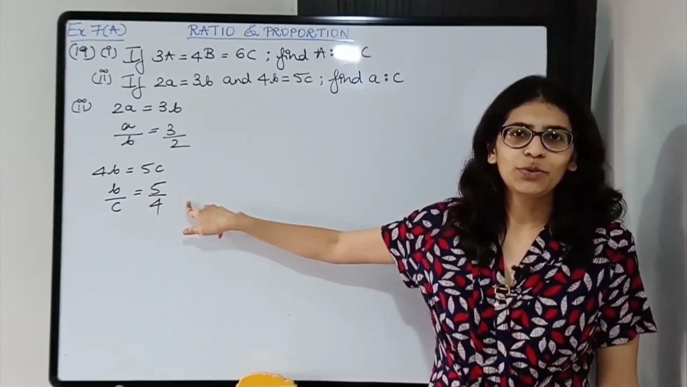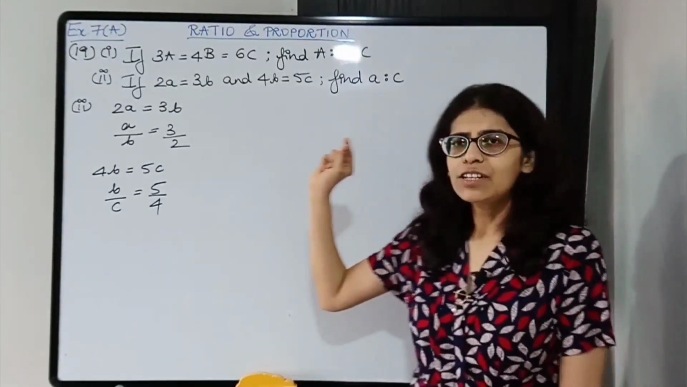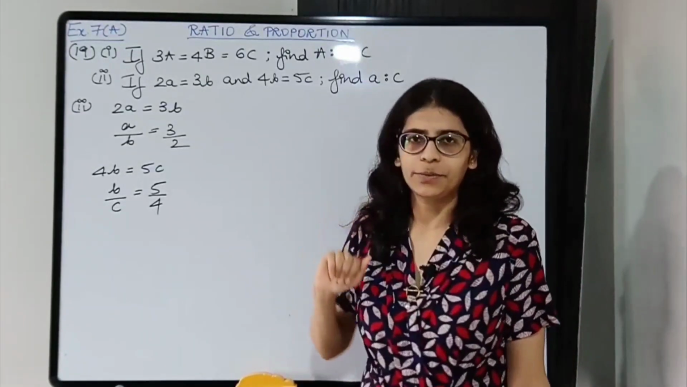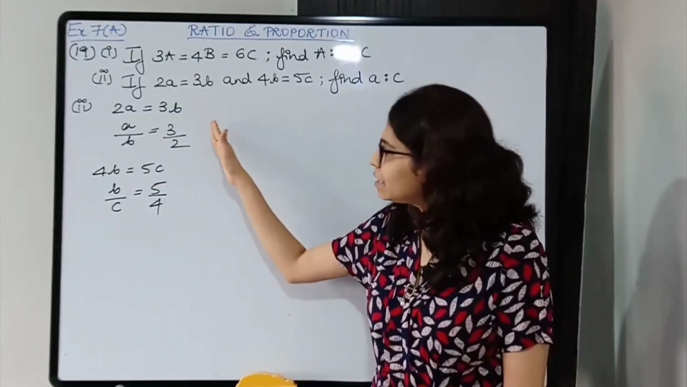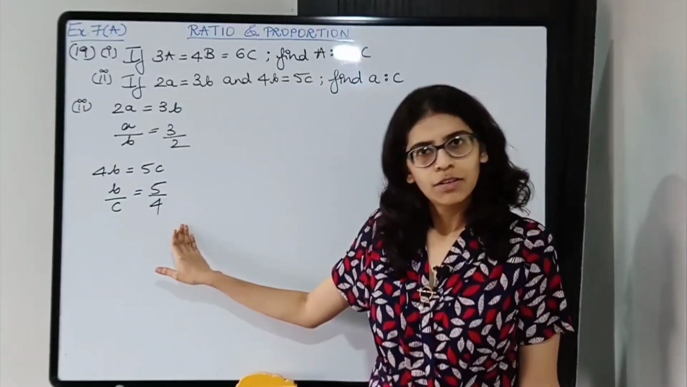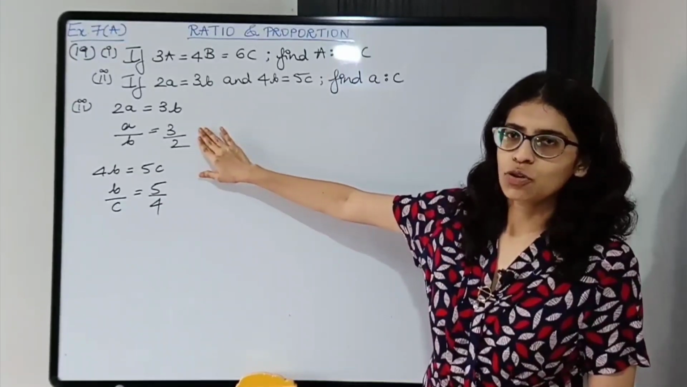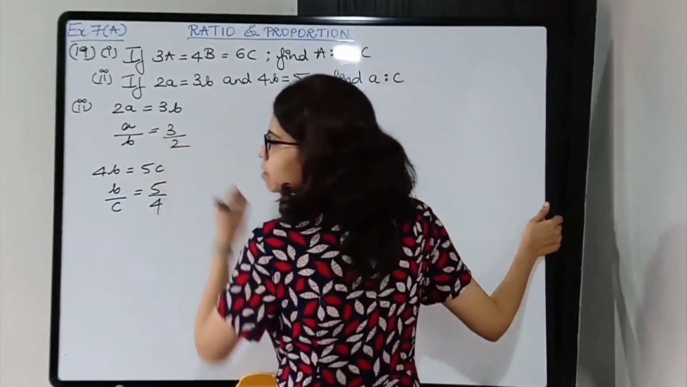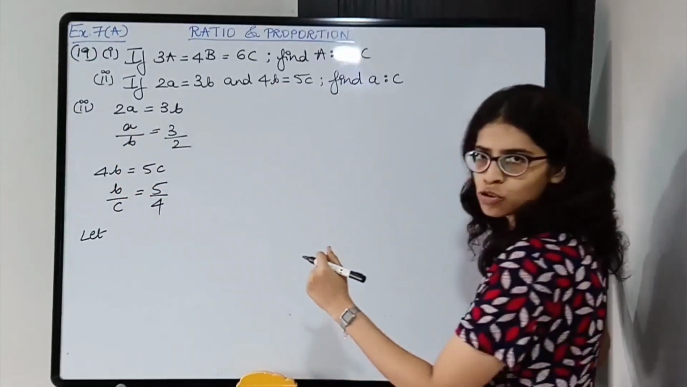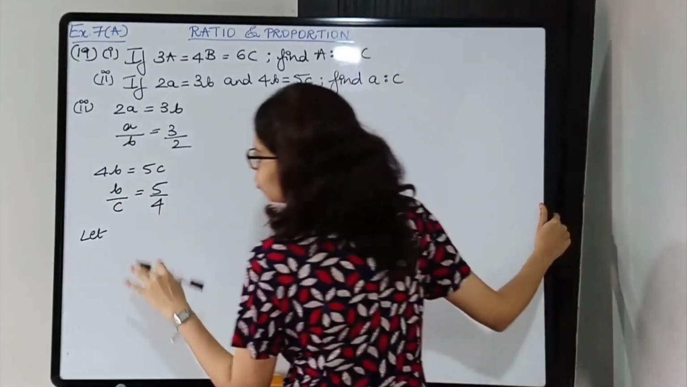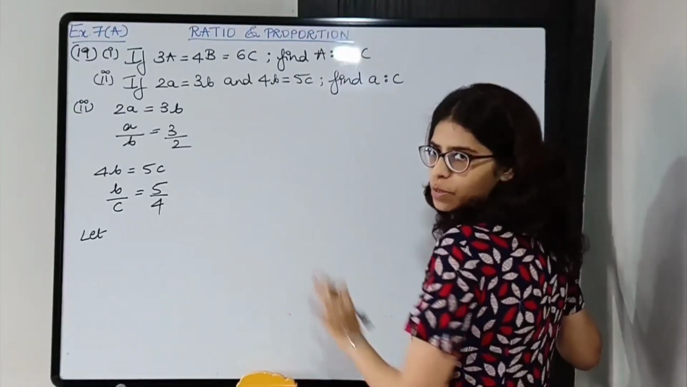Now what you will do, you are supposed to find A is to C. So let's introduce a common factor. Okay, let's introduce some common factor, either in this or in this, with any one. ठीक है, so I'll introduce a common factor for the first ratio. So let x be the common factor. So students, I'm directly starting with the solution only. Okay, I'm not going to solve first and then show the proper steps. This is with proper steps itself.